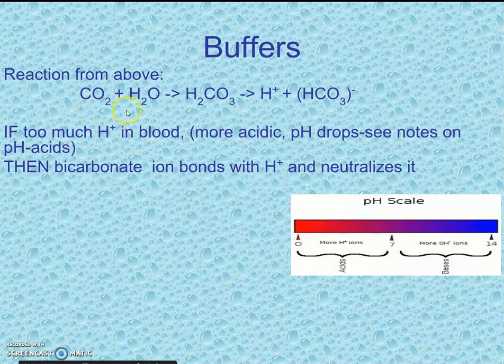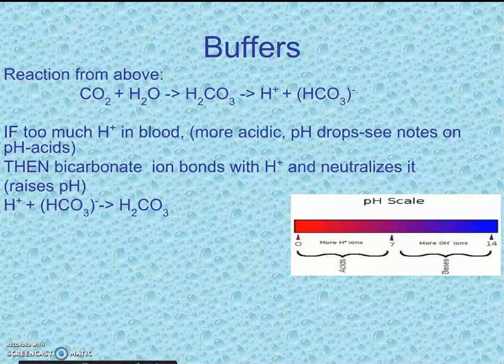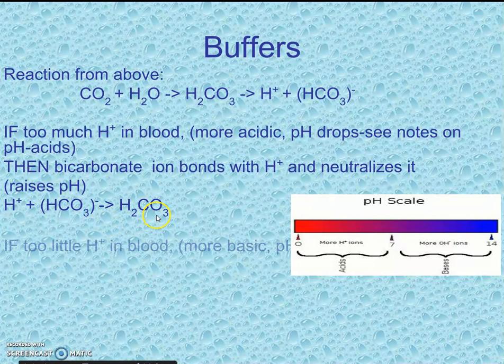If there's too much hydrogen ions in the blood, too many, that would make it acidic, right? Because more hydrogen ions are acidic. And the pH drops 7, 6, 5, which would be very dangerous for you. Then the bicarbonate ion bonds with the hydrogen, so it takes those hydrogen ions out and neutralizes it. And this is what the equation would look like. You have a bunch of these, so your blood's acidic. Bicarbonate steps in and forms carbonic acid.